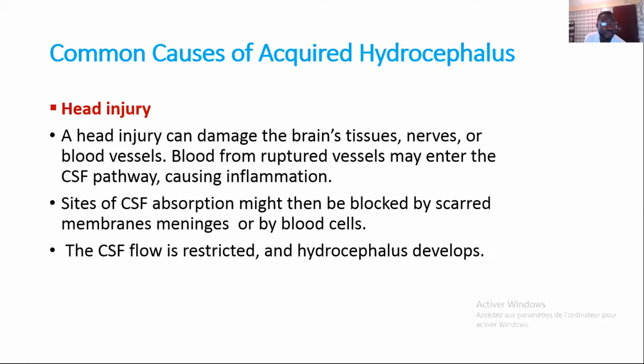We can have a head injury, which can damage the brain tissue, nerves, or blood vessels. Blood from a ruptured vessel may enter the CSF pathway, causing inflammation, and the sites of CSF absorption might then be blocked by scarred meninges or by blood cells. The CSF flow is restricted and we will have hydrocephalus development.